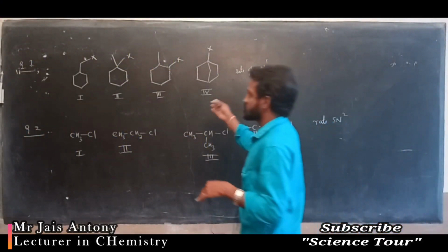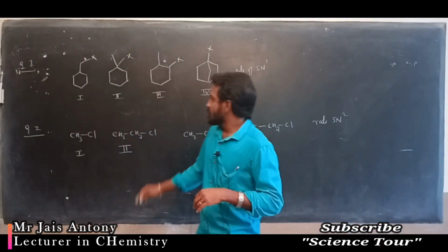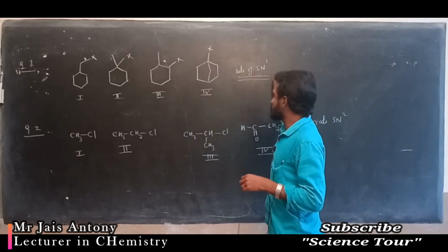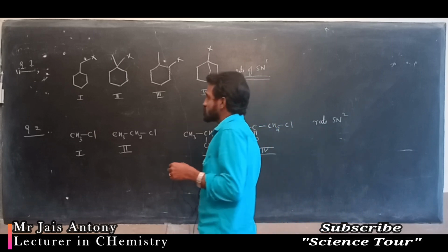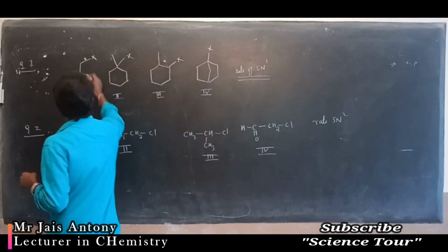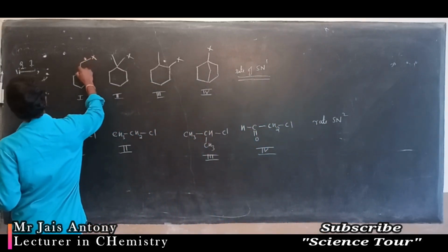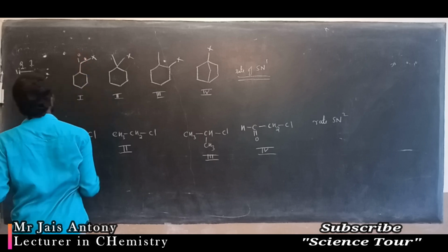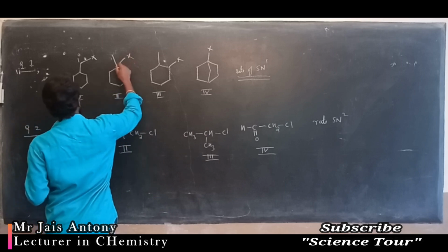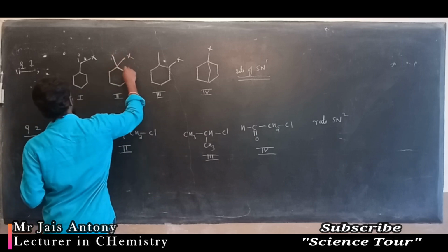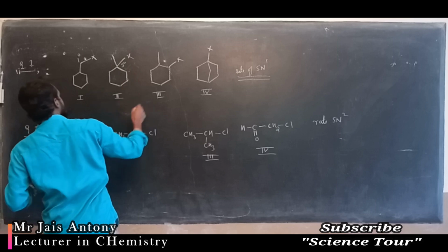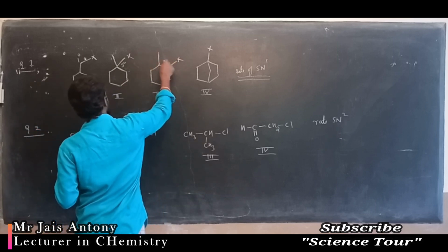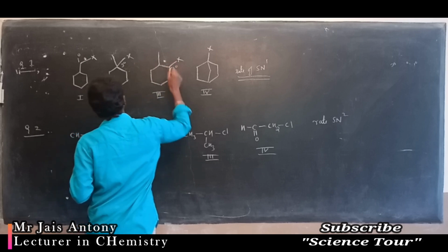There's one more question actually. In this question you have to find the rate of SN1. Look at this question. Here the halogen-attached carbon is attached to one carbon, that means this is primary. Here the halogen-attached carbon is attached to three different carbons, this is tertiary. Here the halogen-attached carbon is attached to two different carbons, secondary.